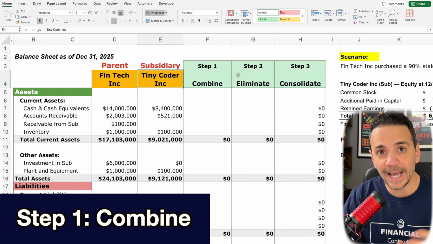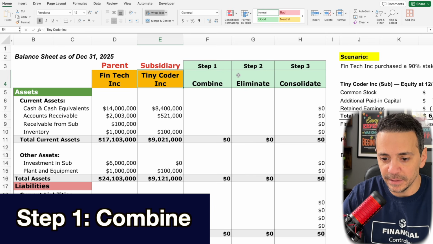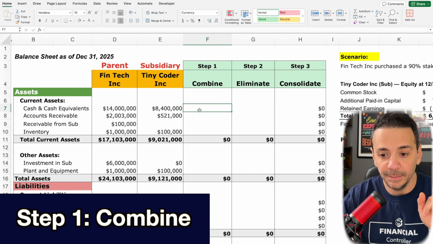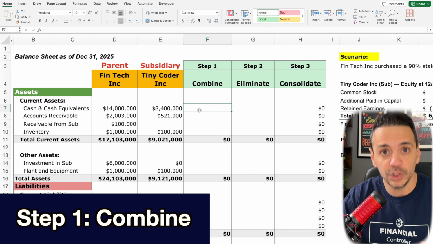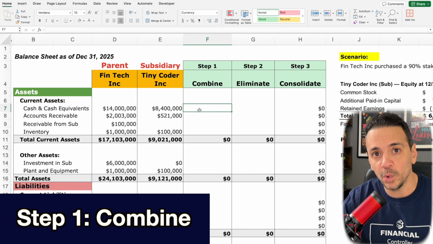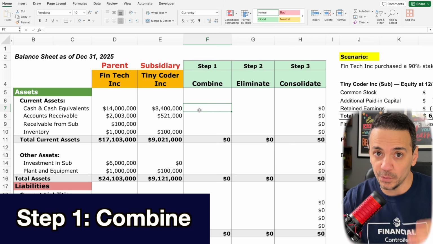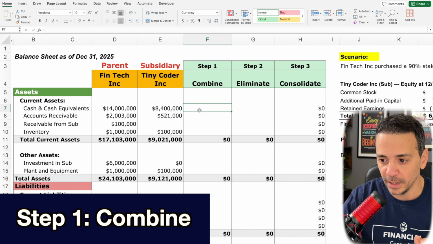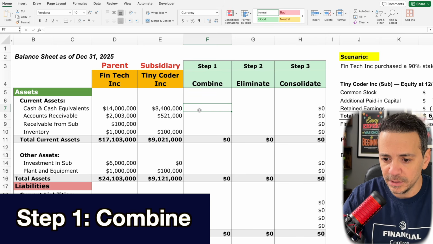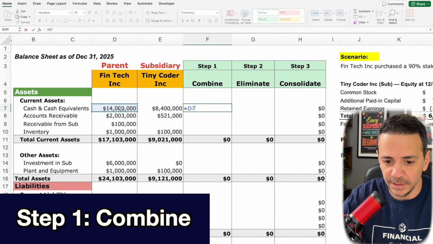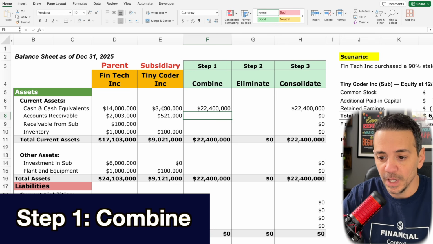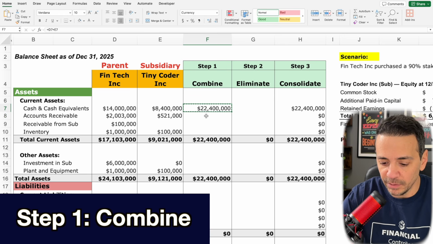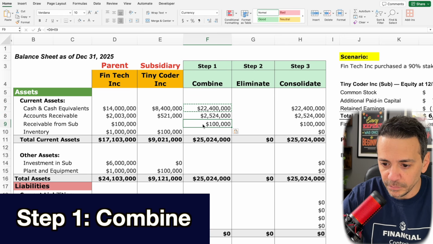We're just going to go ahead and add up the assets, liabilities, and equity straight up from the parent and subsidiary. So remember, the parent owns 90% of the sub, but we're going to combine 100%, and then we're going to go ahead and record what we call non-controlling interest for the other 10% that is not owned by the parent. So combination, easy, equals the asset here, which is cash and cash equivalent, plus the asset here for the sub. Let's go ahead and perform the same thing for every account that we have here.